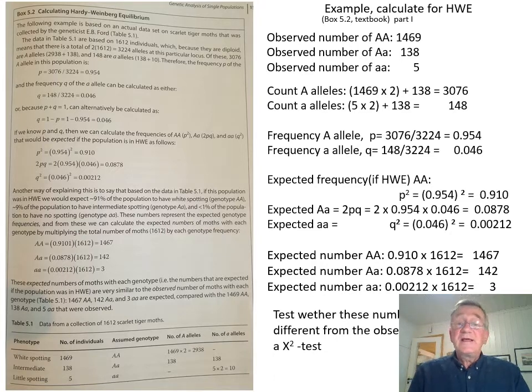As the box says, the observed number of capital A homozygous, with a large number of white spots, is 1469. The number of heterozygous, with an intermediate number of spots, is 138. And the observed number of the other homozygous is 5. Then we wonder, is this population in Hardy-Weinberg equilibrium or not? We can test. Okay, how do we do that?